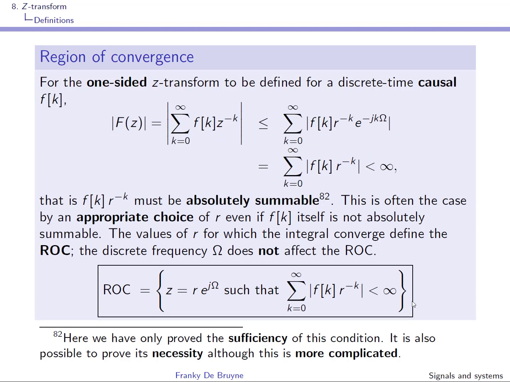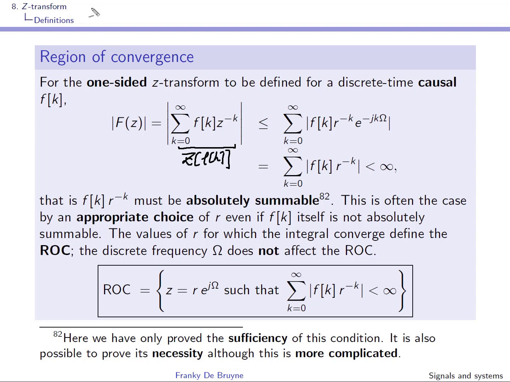So what we do now is obtain the region of convergence of the one-sided z transform of the discrete time causal signal f of k. It's denoted like this, and what we want to obtain is the region of convergence.